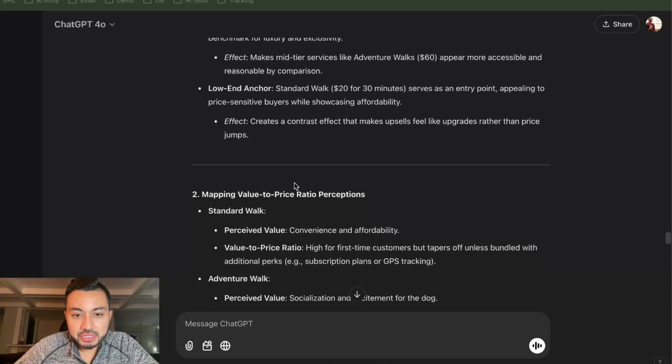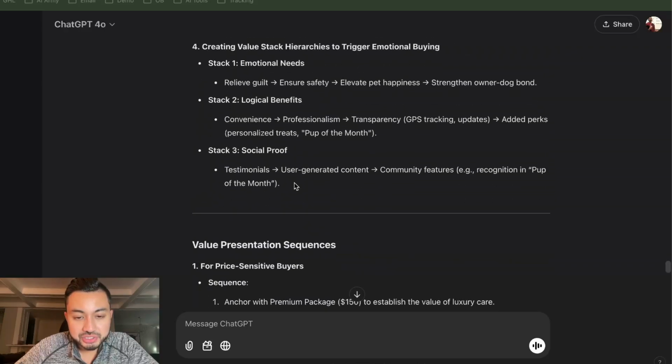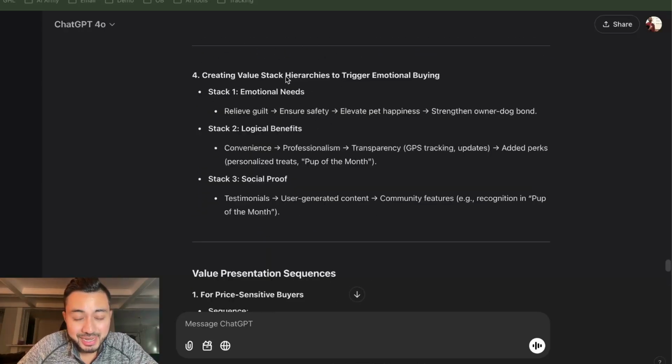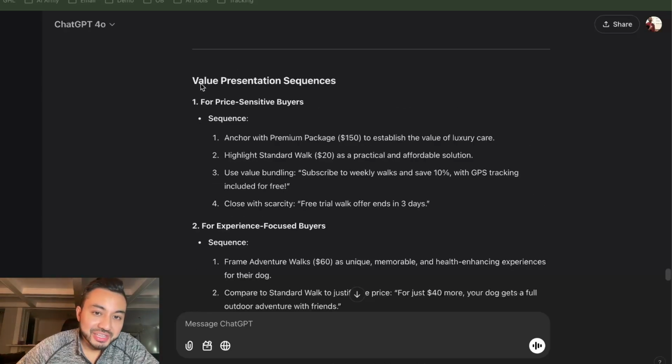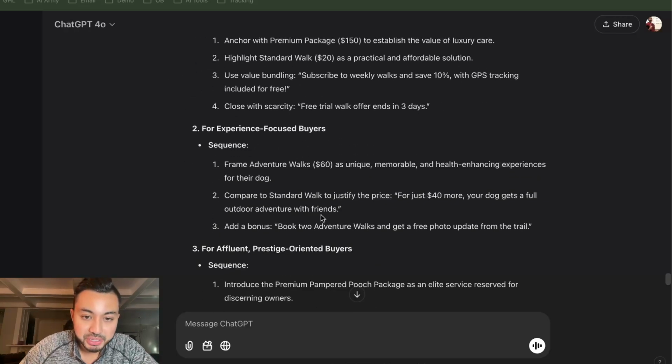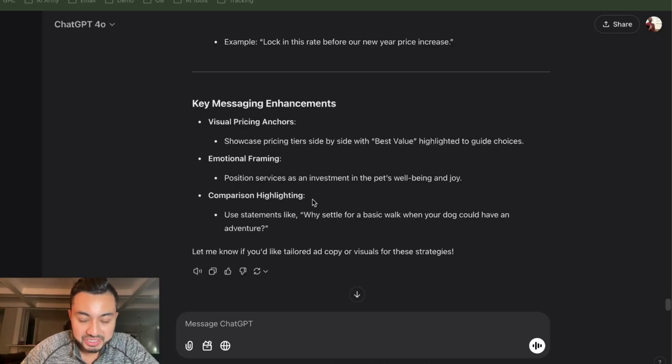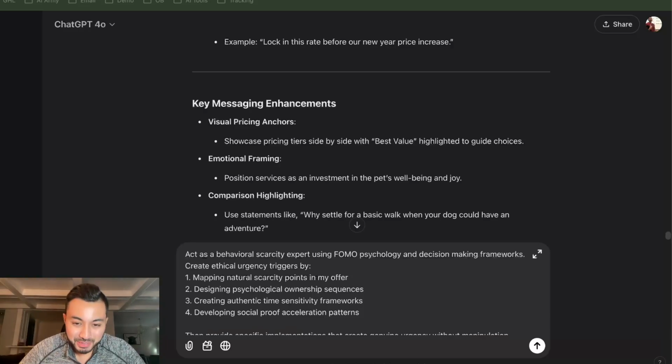Okay, and so here is all of the analysis, and then let's just scroll down to the good part. Obviously, make sure to read your analysis. And by the way, these value stack hierarchies are incredible, and it shows you how to structure your presentation, your marketing, sales funnel, etc., in a way that leads them towards an emotional purchase. And so here is how it's helping me create value presentations for price sensitive buyers, for experienced buyers, for affluent buyers. Here are our strategies to minimize price resistance, and here are key things that we can do in our messaging to help create more sales. You're seriously just going to be blown away when you do this on your own, especially with this last one.